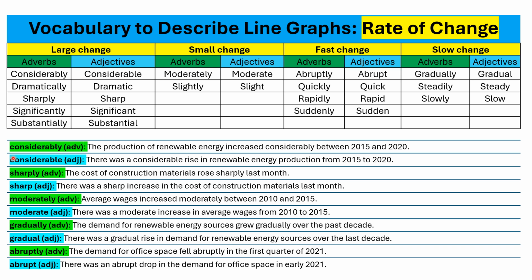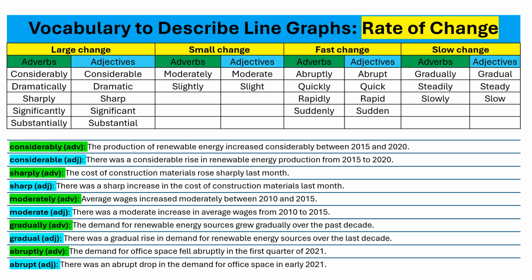You might have noticed that these words appear in different forms, adverbs and adjectives. Adverbs like considerably and gradually describe how something changes, while adjectives like considerable and gradual describe the type of change. We will dive deeper into sentence structures later. For now, focus on recognizing how different words are used to describe changes in line graphs.